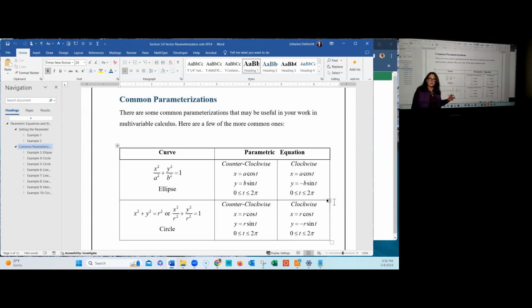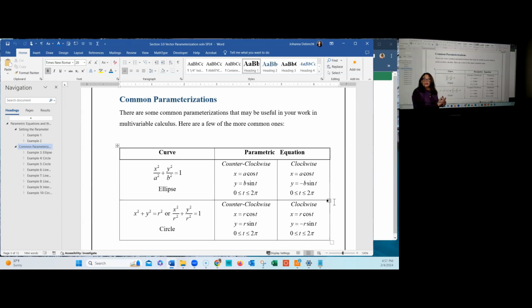If we want to travel in a counterclockwise direction, which is the normal direction, then our parameterization is x equals a cosine of t, where a is directly underneath the x variable, y equals b sine of t, where b squared is directly under the y squared variable, and we let t vary from 0 to 2 pi. This will graph out the entire ellipse, but it will do it in a counterclockwise direction.